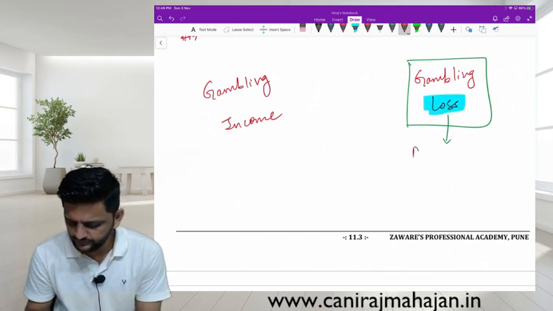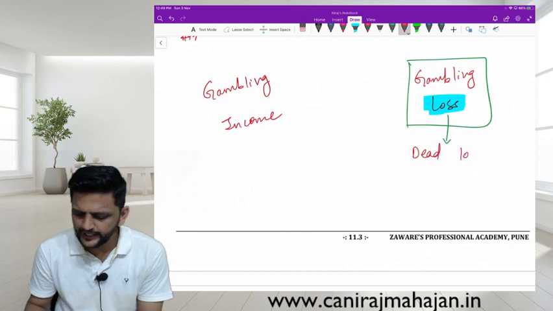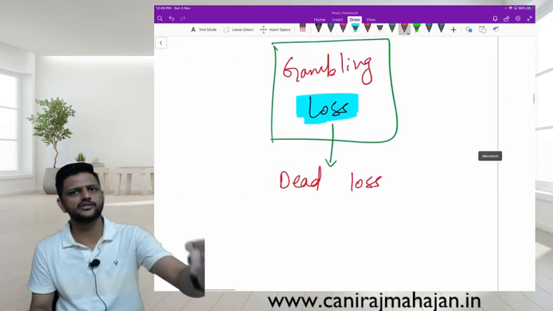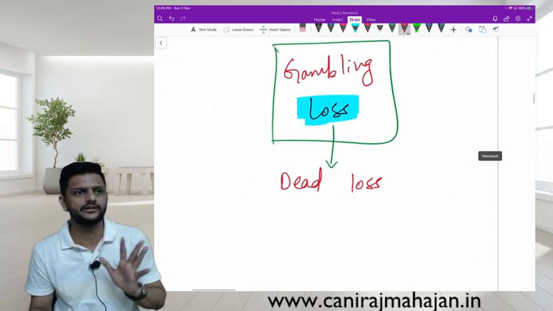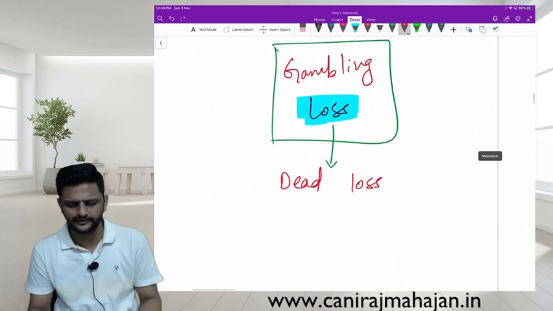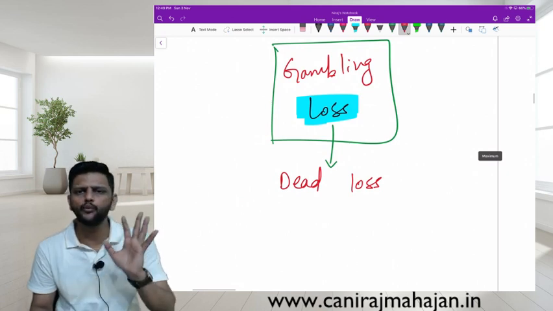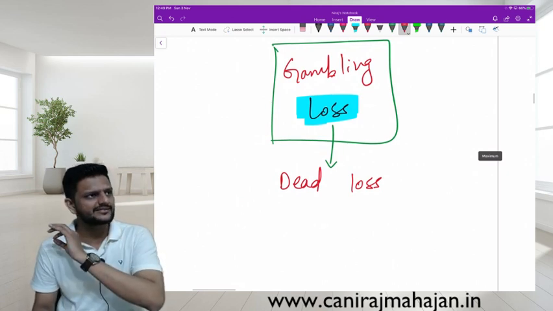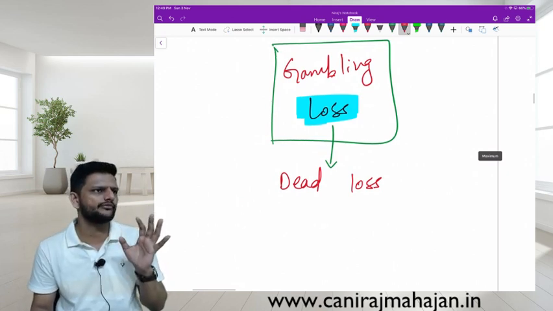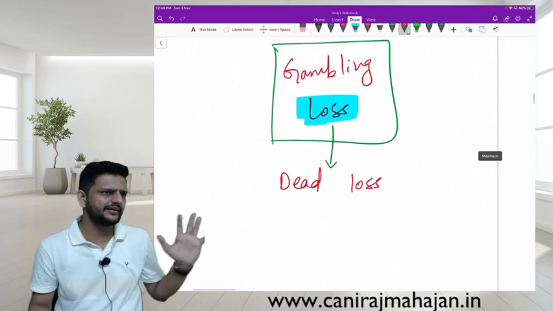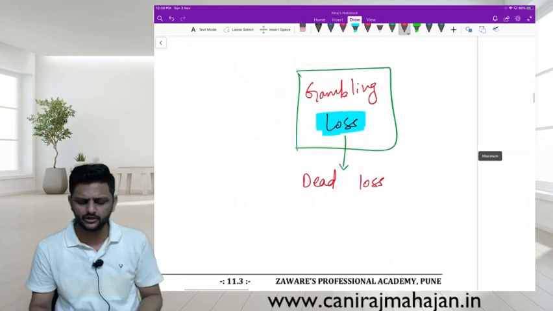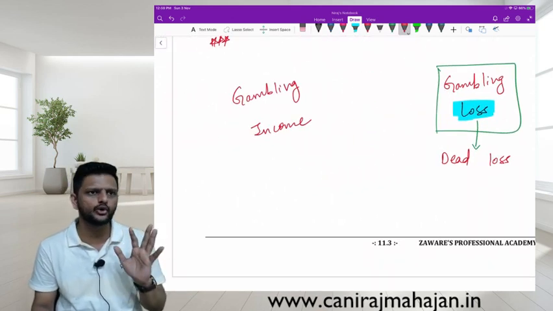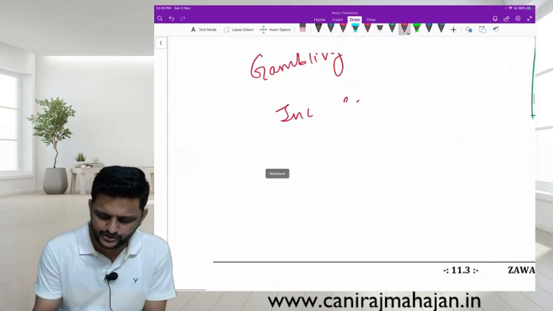Can we carry it forward? No. That means whatever is the loss, the assessee has to bear it. Simple. There is nothing to be done in income tax about this loss, gambling or card games, dead loss. Are you following? It is completely to be borne by the assessee. When I say it cannot be carried forward or set off, that means he gets no advantage out of that loss for income tax purposes. Simple or no?